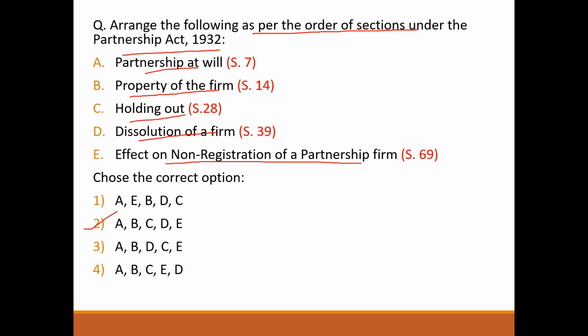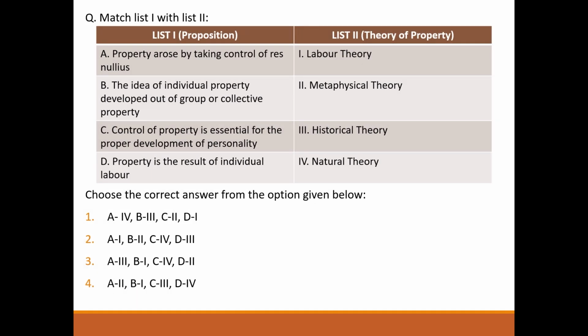Next question. Match the following. List 1 is proposition and list 2 is theories of property. Property arose by taking control of res nullius, natural theory. The idea of individual property developed out of group or collective property, historical theory. Control of property is essential for the proper development of personality, metaphysical theory. Property is the result of individual labor, labor theory. So answer will be option number 1.